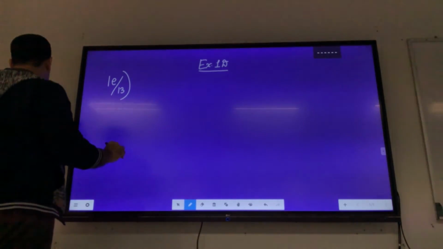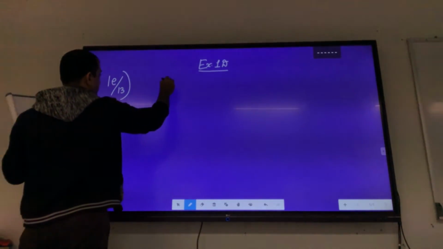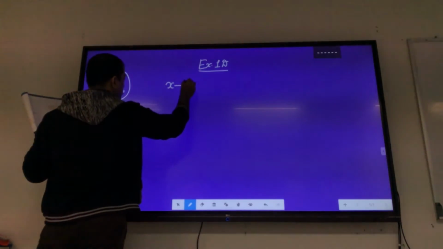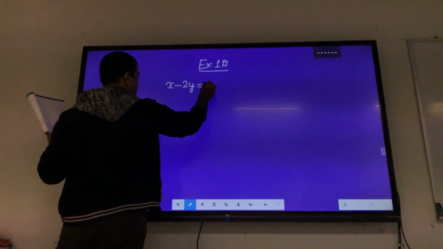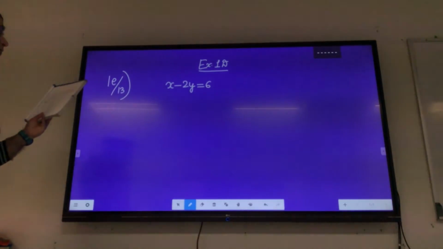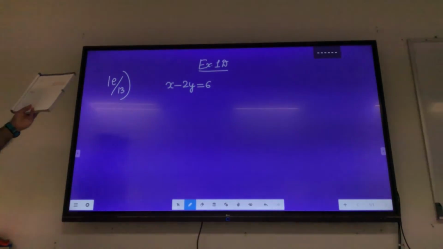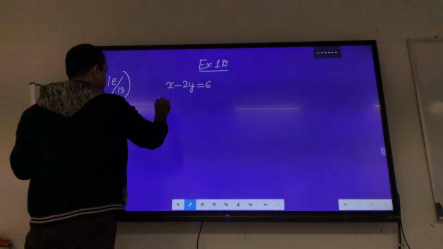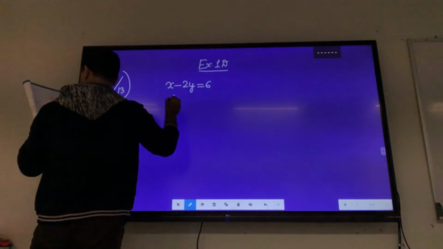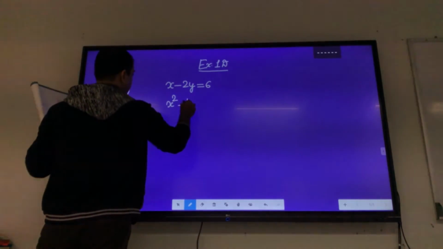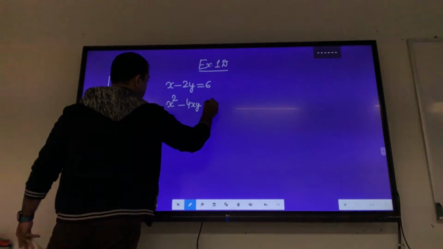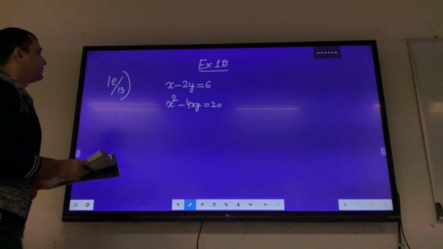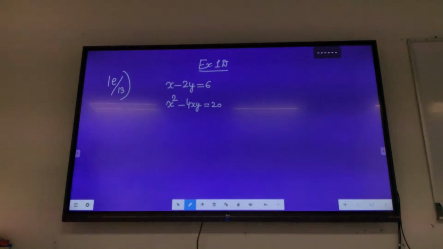I write the question statement here. This is x minus 2y is equal to 6, and x squared minus 4xy is equal to 20. Now students, the target is to solve these equations simultaneously.